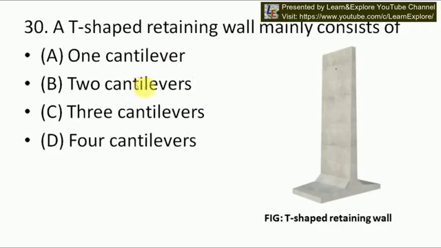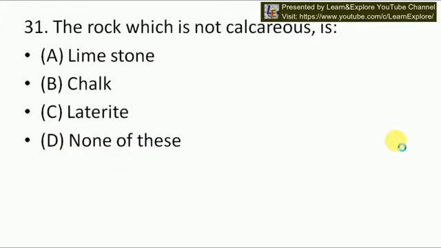A T-shaped retaining wall mainly consists of 1 cantilever, 2 cantilevers, 3 cantilevers, 4 cantilevers. Okay, so our answer will be C, 3 cantilevers. A T-shaped retaining wall mainly consists of 3 cantilevers. Here you can see. Okay, our next question.